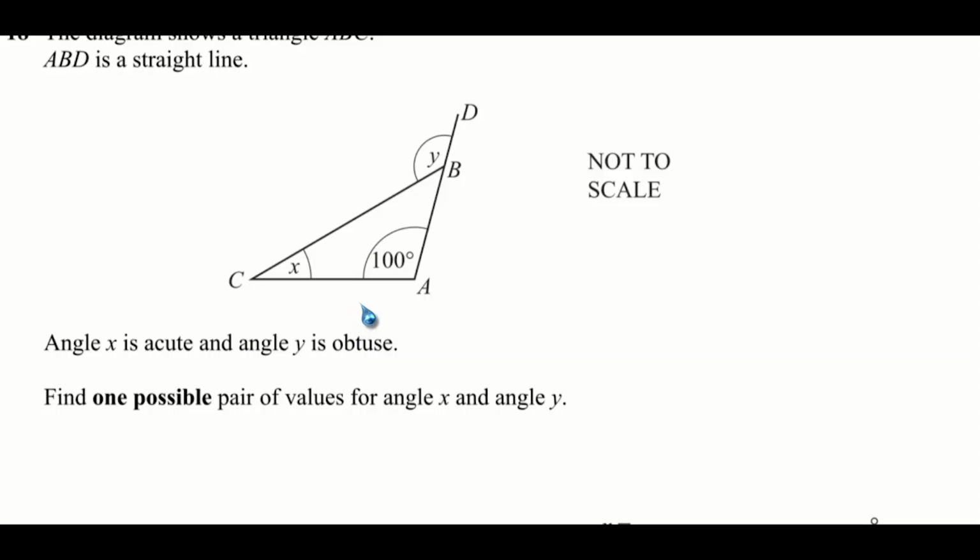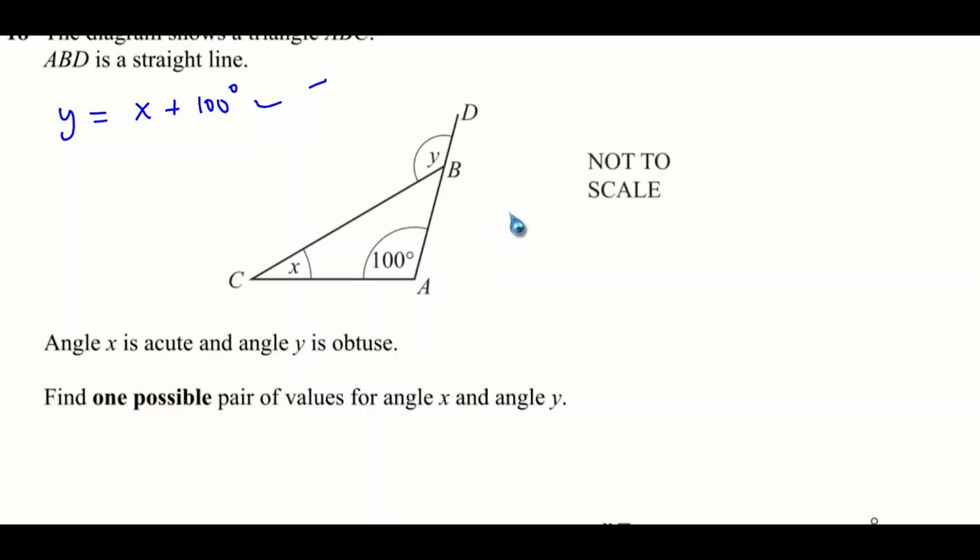So what we can do here: the exterior angle Y is an exterior angle to triangle ABC. And there's a theorem: the exterior angle of any triangle is equal to the sum of the opposite interior angles. So angle Y will be equal to angle X plus 100 degrees. Okay, so this is one fact.